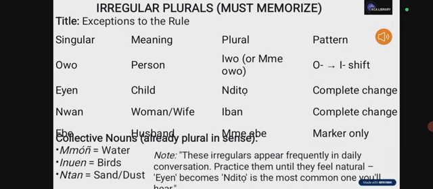The first group is collective or mass nouns. These words name things that are seen as a group or as uncountable, so they do not take madam and they do not change form. The second group is suppletive plurals, where the singular and plural are completely different words.